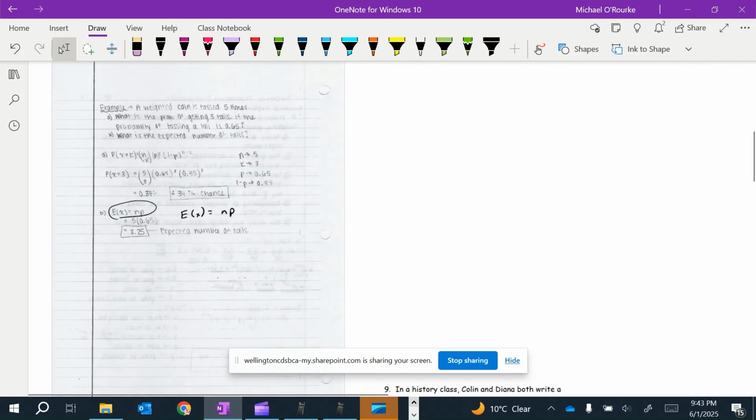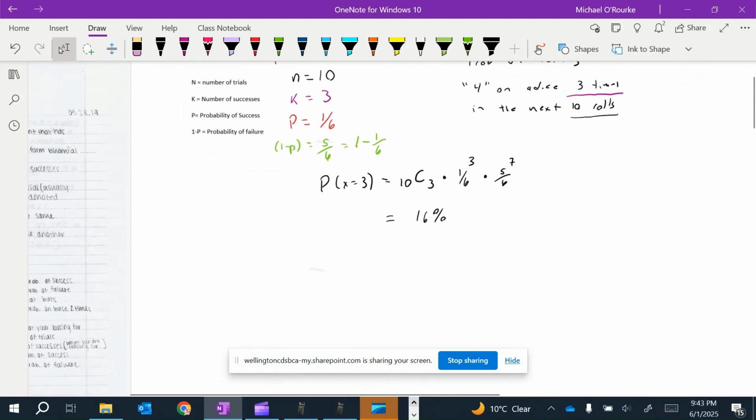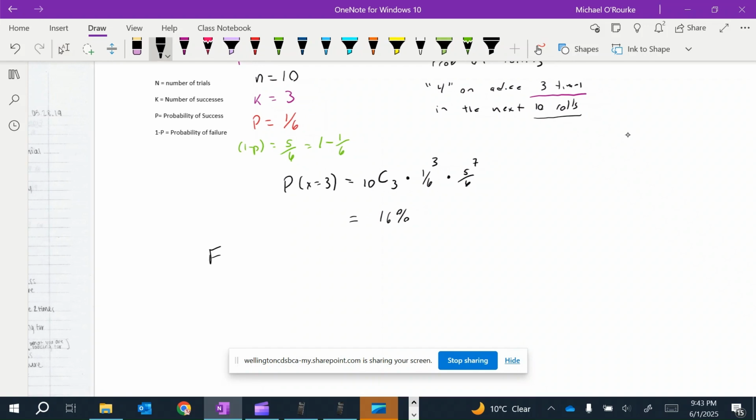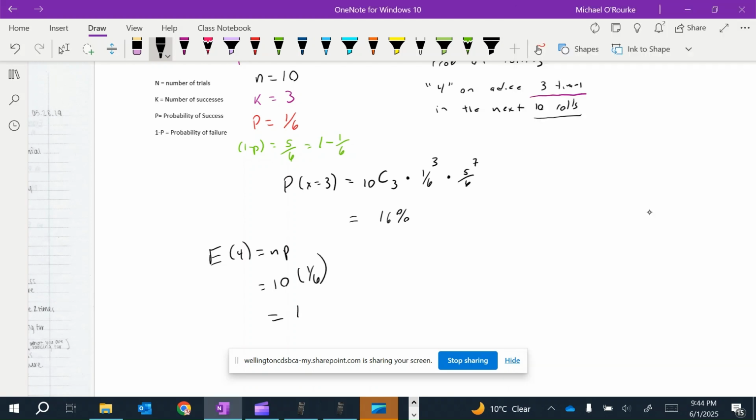Okay? Then we could do, what's the expected number of 4s? The expected number of 4s would be n times p. So that'd be 10 times 1 over 6, which is 1 2/3, so 1.7. On average, we're going to get 1.7 4s when we roll the dice 10 times.